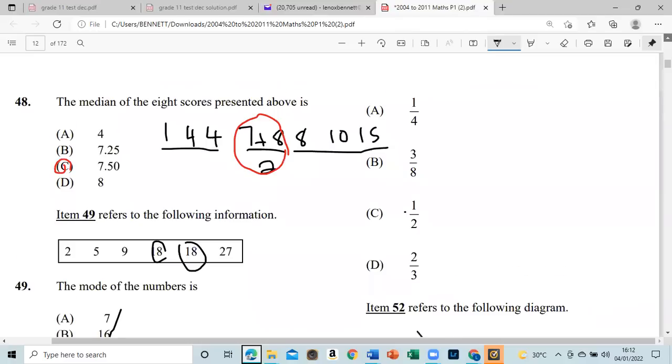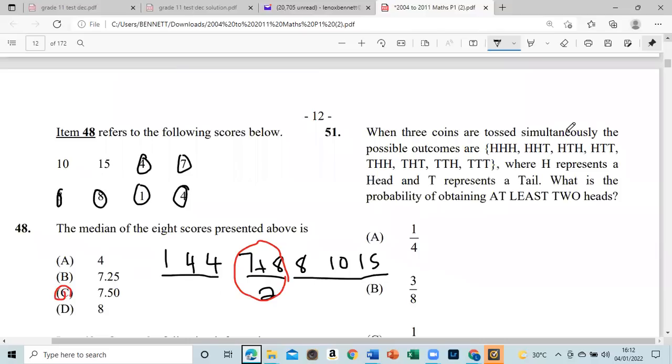Alright, so let's move on to the next one. Probability. When 3 coins are tossed simultaneously, the possible outcomes are head, head, head, and so on, where H represents a head and T represents a tail. What is the probability of obtaining at least 2 heads? Alright, so that's the most important part. At least, so it can be more than 2 heads, right? So we are searching for the ones with 2 or more heads.